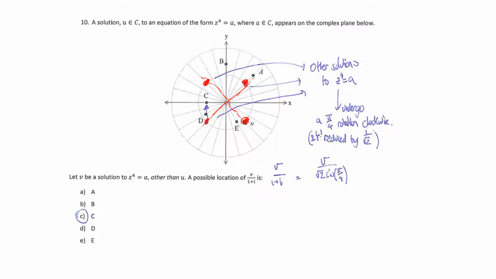So V will be a solution other than U. This could be V, this could be V, that could be V, or that could be V. So there's 3 options for V other than U.